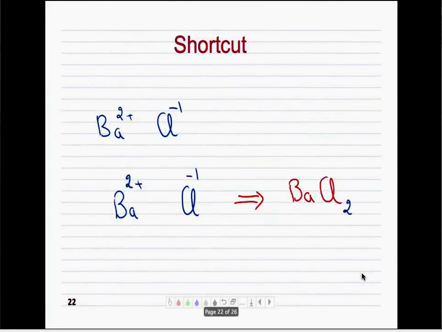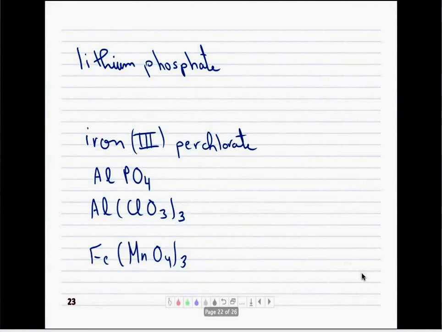Okay, that's a shortcut. Now, lithium phosphate. Try to write down lithium phosphate. Definitely you need the handout to know what the phosphate is. Till now you don't know what the phosphate is.